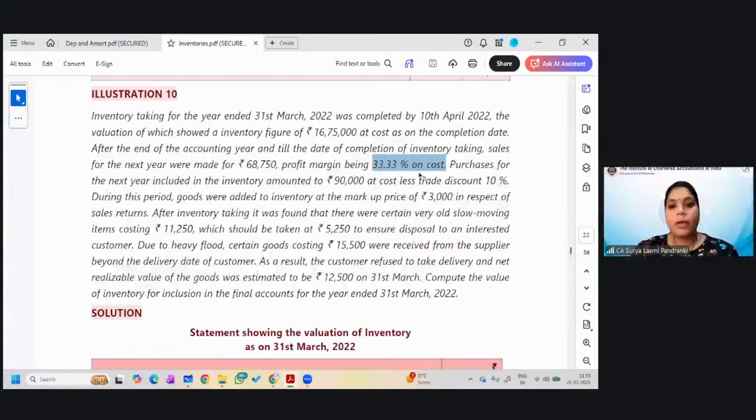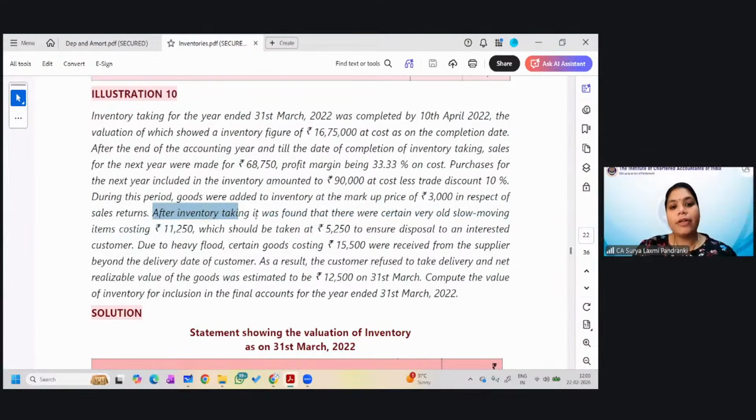So what else is given? They have given you the sales for that particular 10 days, which is after your year end, and purchases for the next year also has been given to you, which is 90,000 less trade discount of 10%. Okay. So cost is 90 and they gave you a trade discount of 10%. Fine. During this period, goods were added to inventory at a markup price of 3,000 in respect of sales returns. So there is a sales returns also in this question.